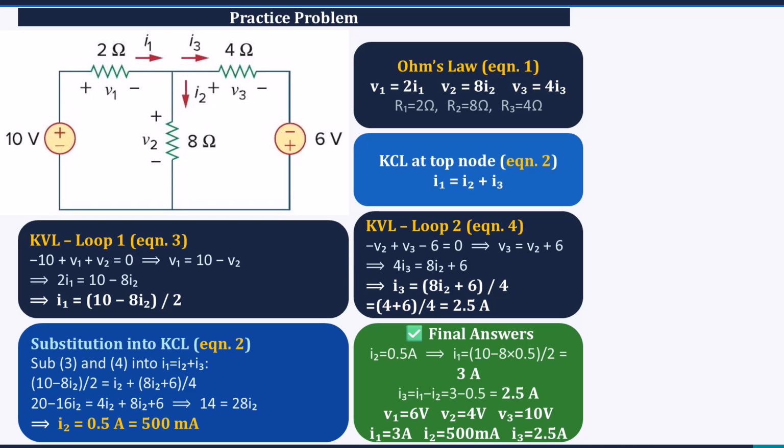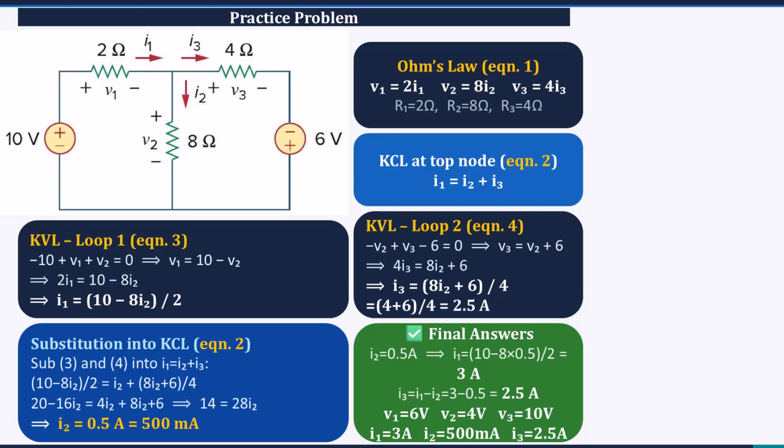Equation 4, KVL around loop 2, the right loop. Going clockwise, minus V2 plus V3 minus 6 equals 0, so V3 equals V2 plus 6, meaning 4I3 equals 8I2 plus 6, giving I3 equals the quantity 8I2 plus 6, divided by 4.